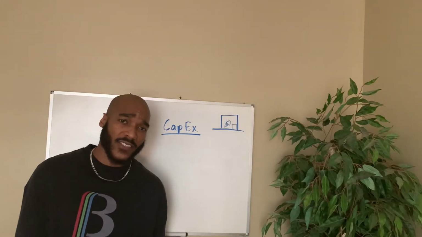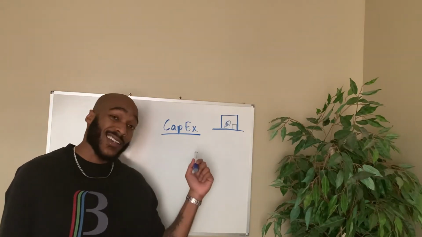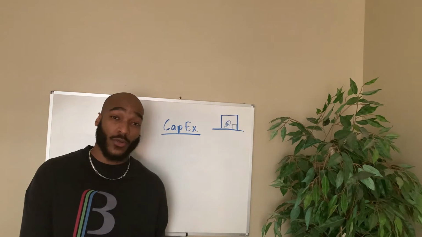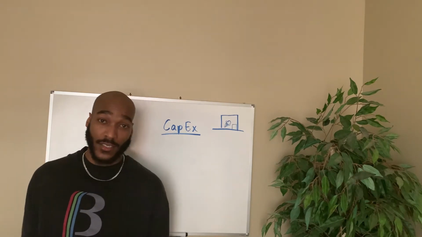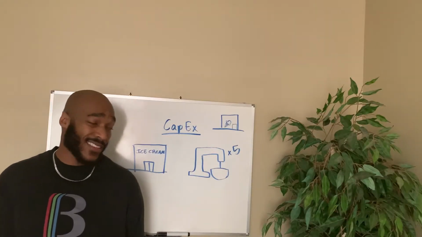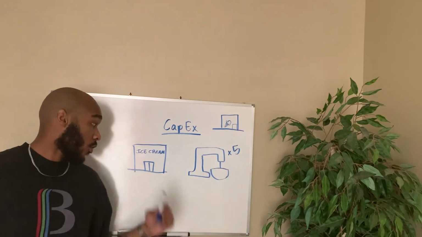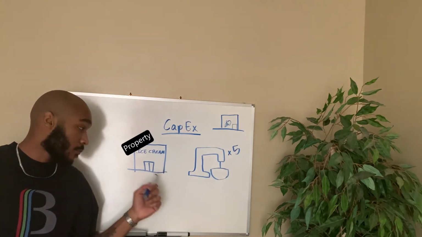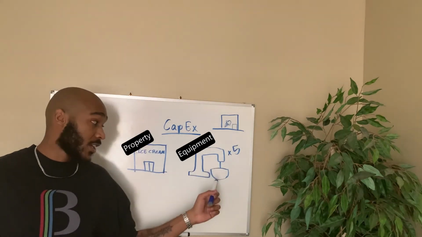So just for a refresher, capital expenditures, or CapEx, is the cash that a company spends in order to buy and maintain its capital assets. Now the two main capital assets that the ice cream shop possesses are, one, the actual store, so their property, and then two, their ice cream machines. They got 5 of them.